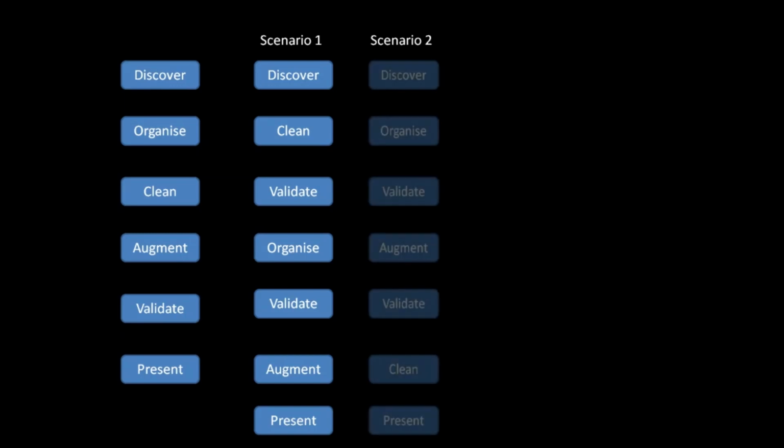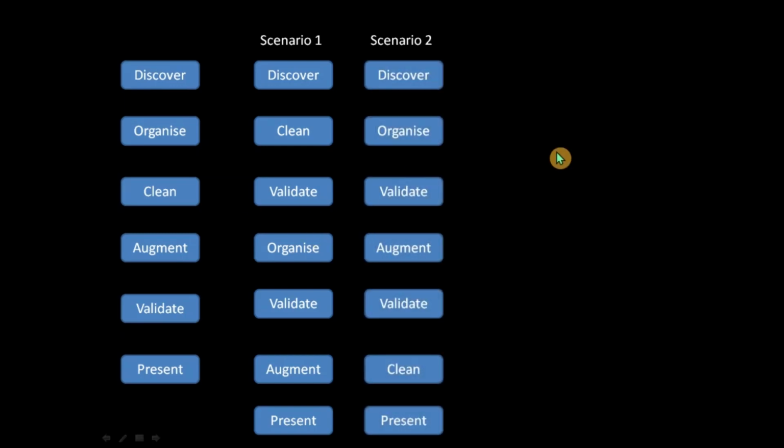In scenario 2, we have a discover phase. Here we organize our data first, then validate, then again augment, and then again validate and clean, because our data might not have been so messy to begin with. So we can skip the cleaning phase as step number 2, and we can start with organizing, validation, augmenting the data, and then cleaning, and then presenting the data.